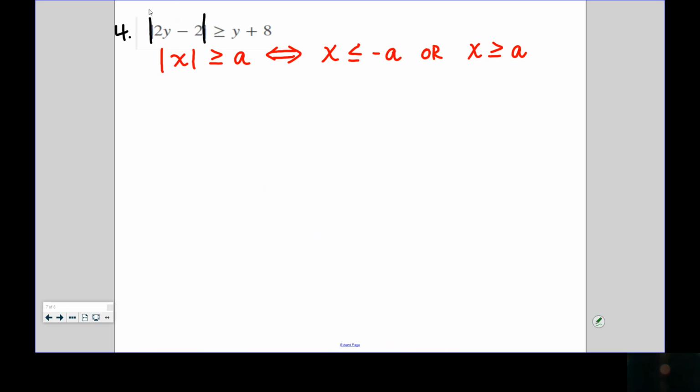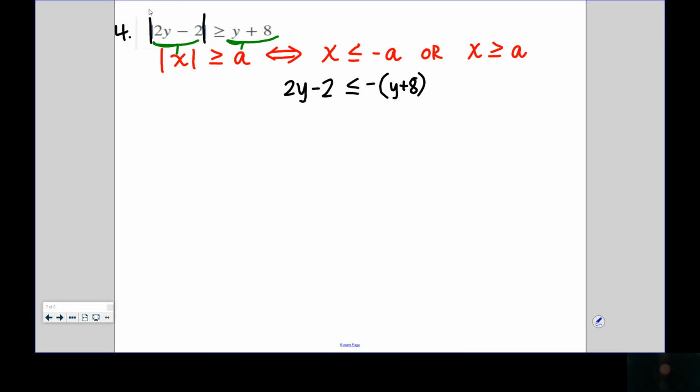So in our problem, x is getting replaced by this whole thing, 2y minus 2. And then a is getting replaced by y plus 8. So let's just write them right underneath that. We have x was replaced with 2y minus 2, less than or equal to negative a, so negative, put little parentheses around the y plus 8. So we'll remember to distribute the negative. The parentheses are supposed to be like a cue to help you remember to distribute the negative.